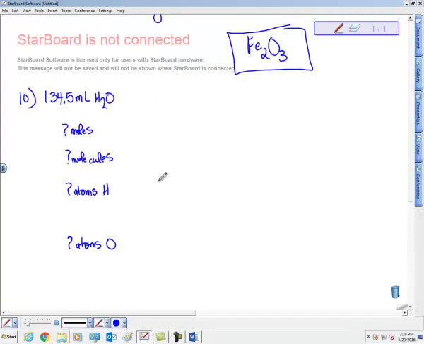And on question number 10, it says, how many moles, molecules, atoms, blah, blah, blah, are in 134.5 milliliters of water? Now, here's the thing that it didn't say. This is why we have to be kind of careful. Did it say that it was a gas at STP? No, it did not. So unless it says that, you can't use that one conversion for gases, which was 22.4 liters per mole. It didn't specifically say that this is a gas at STP, so we're going to assume that this is water in the liquid form.